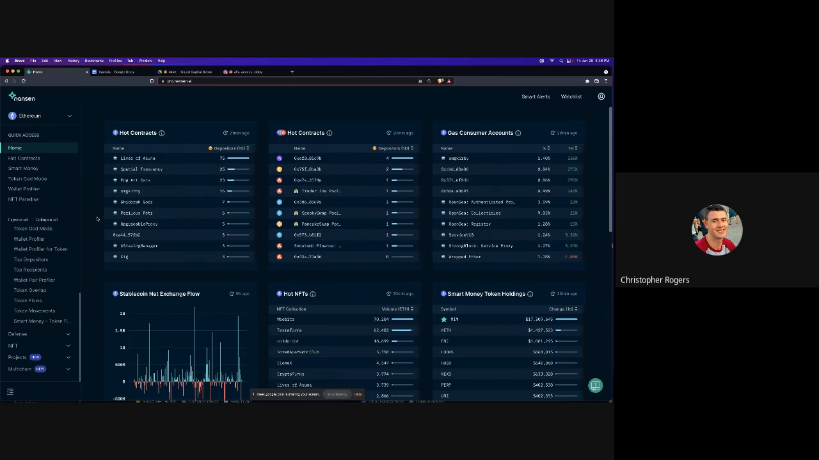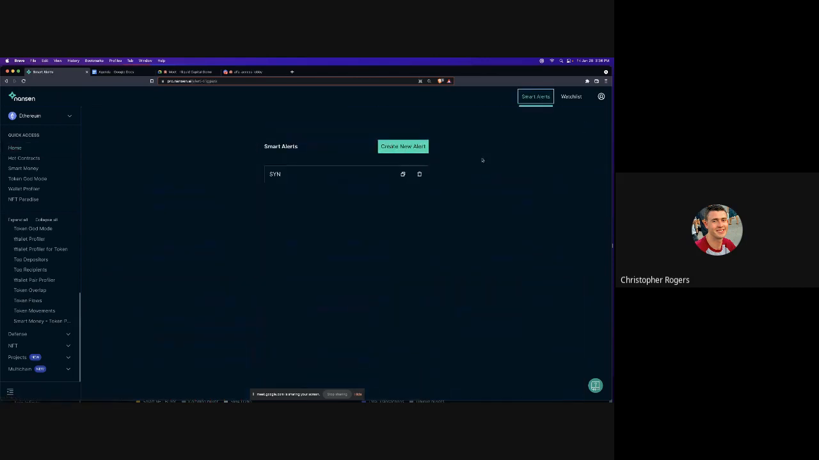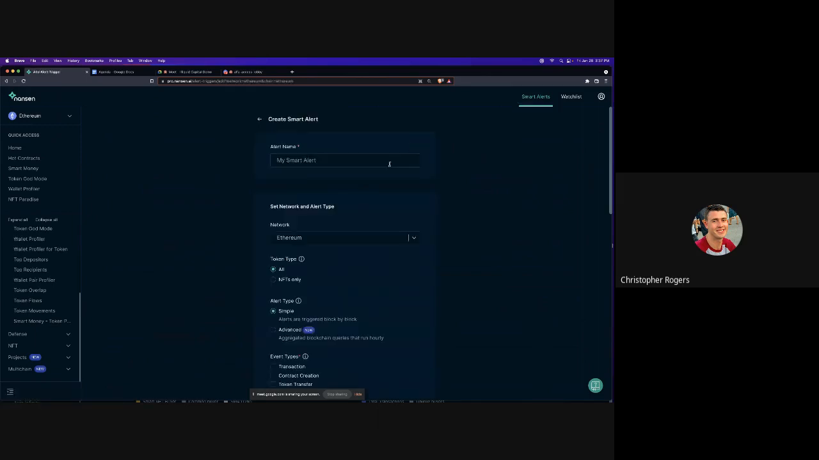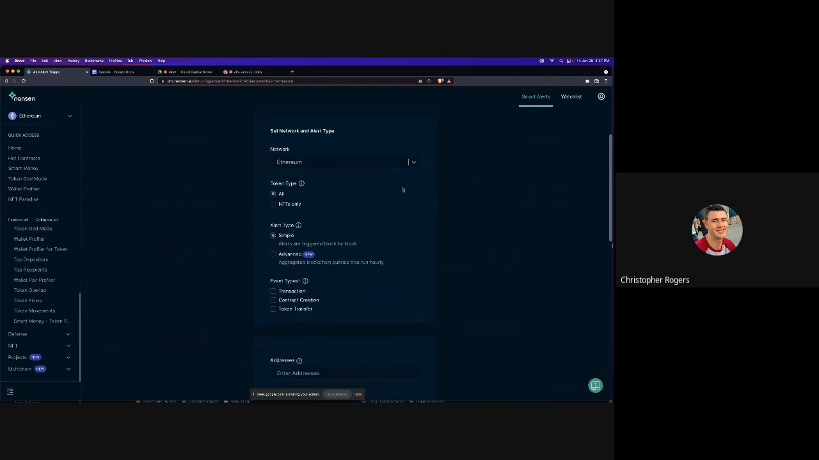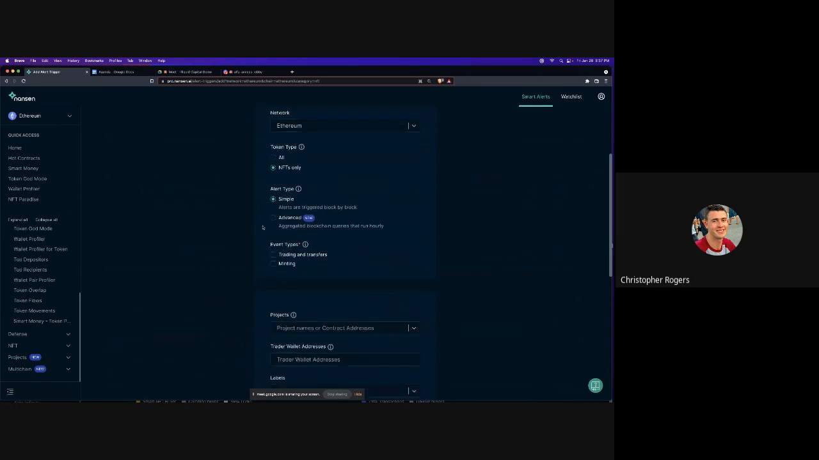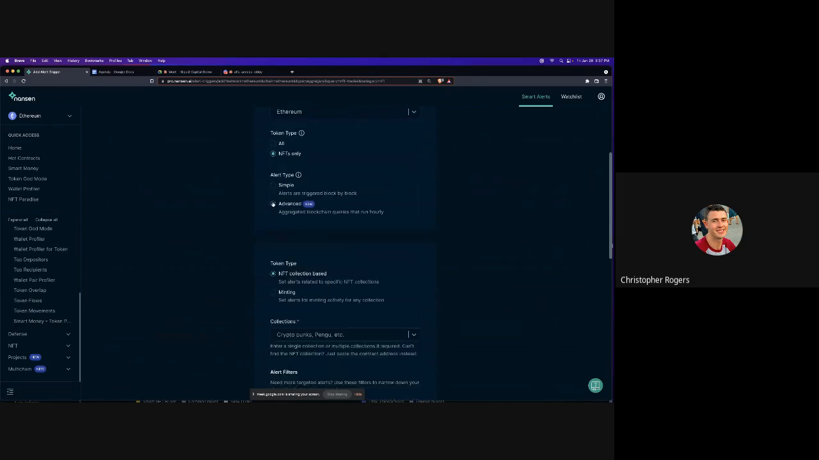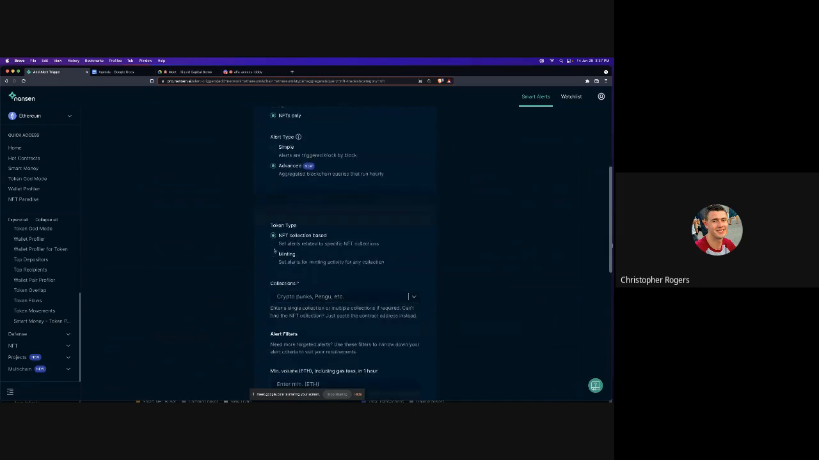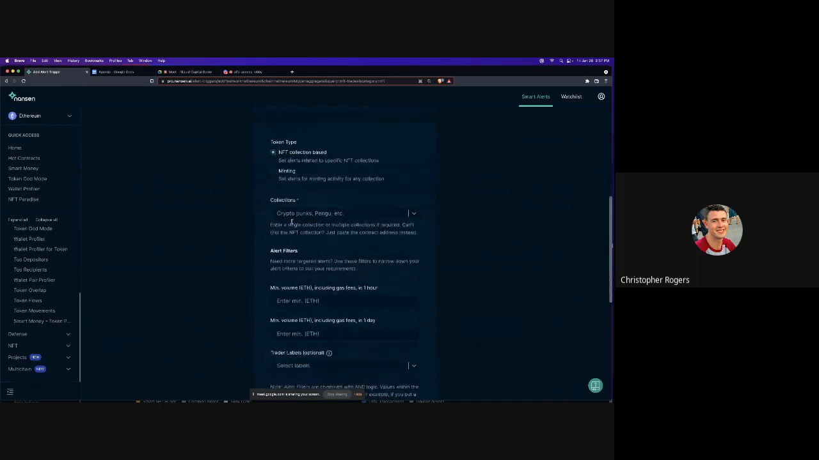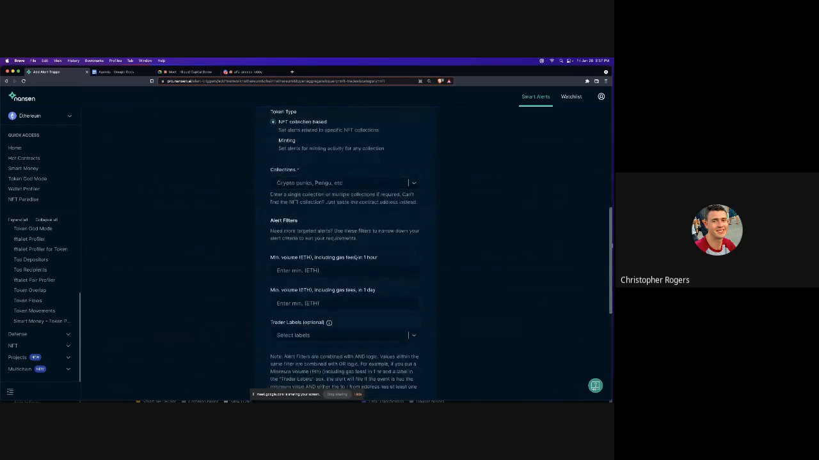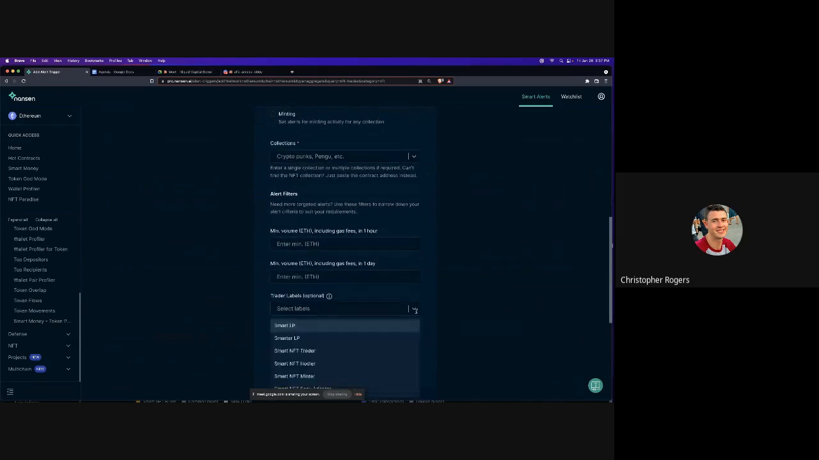Our standard subscribers can have up to 3 smart alerts, but if you're a VIP, you can actually have up to 100. So if I come over here to smart alerts, I'll show you a quick overview of how to do this. I can select new alert, create new alert. Fairly straightforward. You'll name it what you'd like. And then from there, you can set your parameters, selecting your network, whether it's for all tokens or NFTs. And then you can add some more complex criteria as well. If you're looking at NFTs, you can look at a particular collection or mints, and then select the different collections along with volume ranges or trader labels as well.